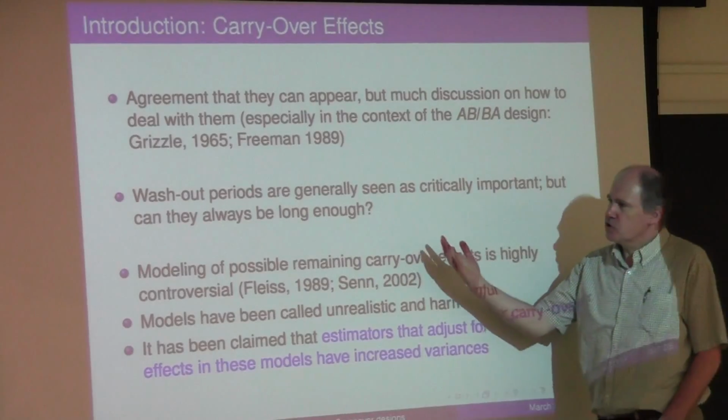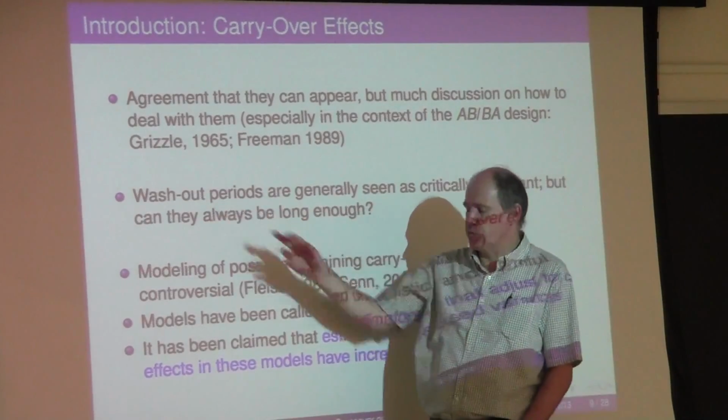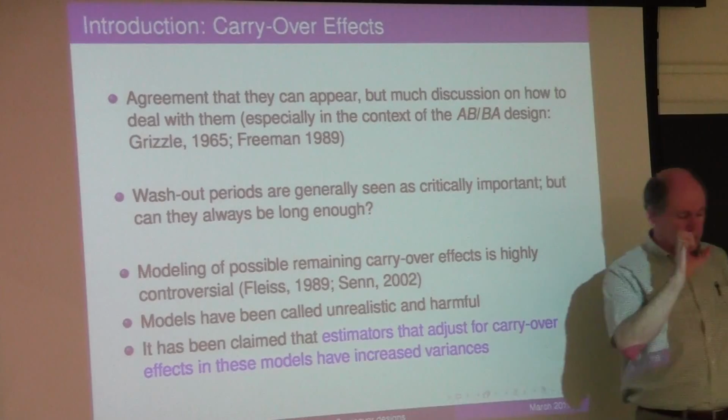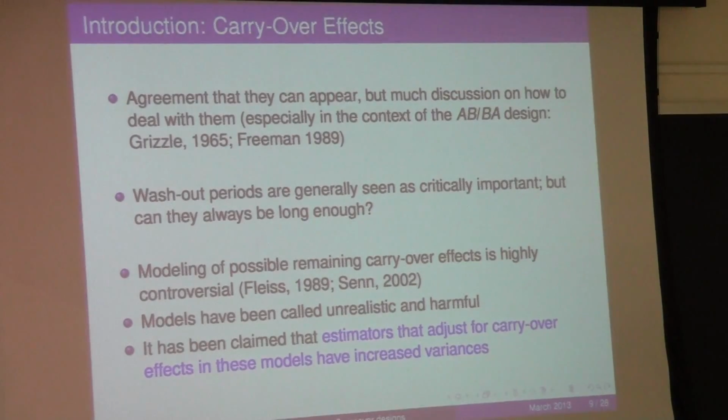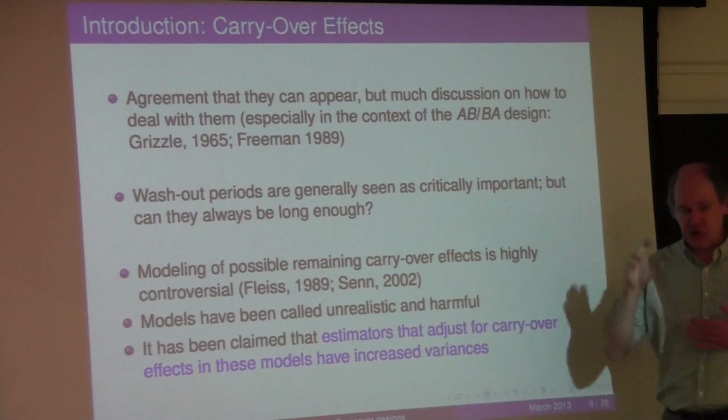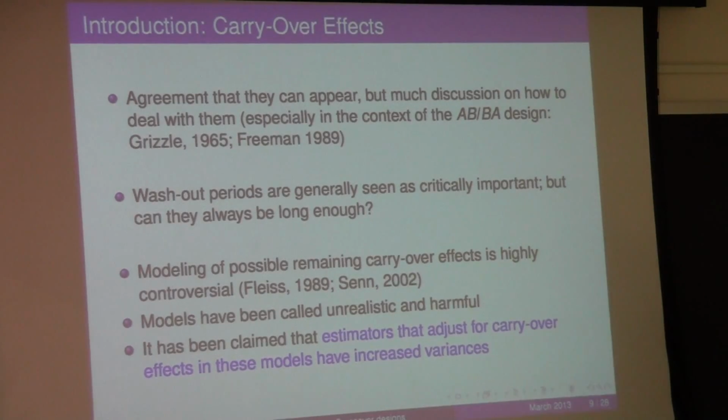The conclusion to some extent is washout periods, which are periods of inactivity between the active periods. So you have the first period where the subject receives the treatment, then there is a period of inactivity, and then there's a second period where the subject receives the treatment. So washout periods are meant to allow the treatment given in the first period to wash out of the system of the subject, so that the subject gets back to being him or herself in the second period.